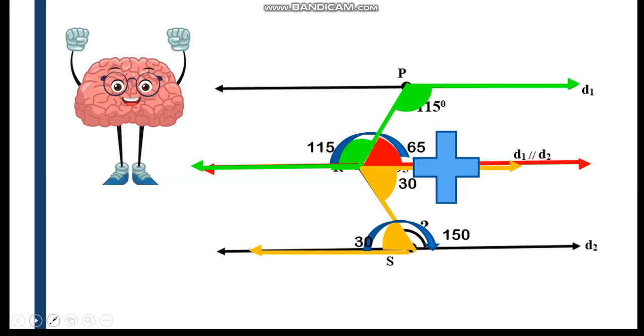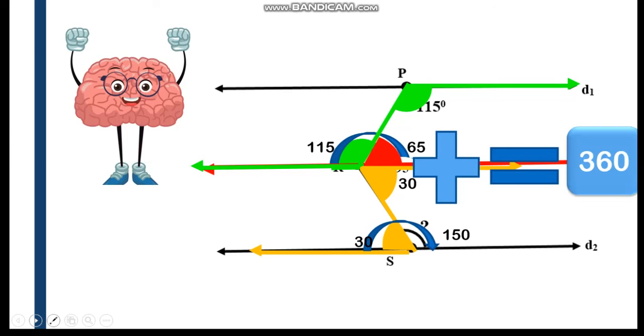Let's think that we add the angles at the right side. Let's add, and it equals 360. I think this is interesting. You should think about this and keep it in mind. We will turn back.